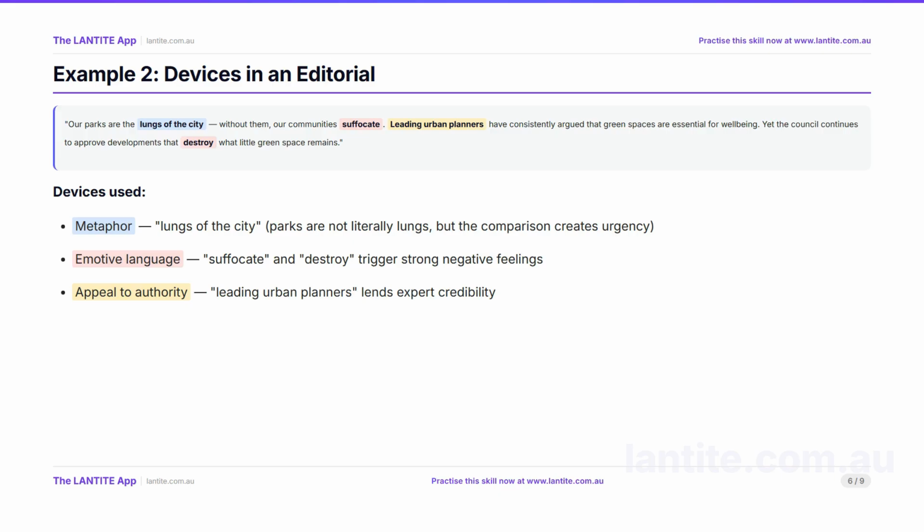Second, emotive language. The words suffocate and destroy are deliberately intense. The writer could have said decline or reduce, but those are calm words. Suffocate and destroy trigger strong negative feelings. Third, appeal to authority. Leading urban planners gives the argument expert credibility. It is not just the writer's opinion. Experts agree.